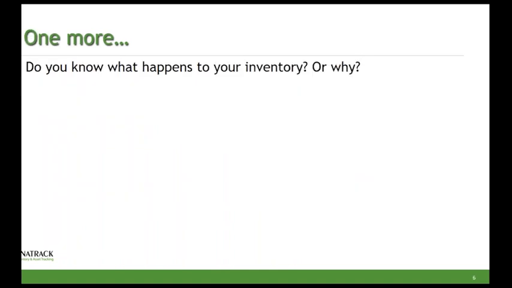One more: do you know what happens to your inventory or why it happens? I think most of us are familiar that Dynamics GP will give you reason codes for an inventory adjustment, and it's important that you have your team use them, but it's much easier when you're able to record that reason right at the point in time that the instance occurs.